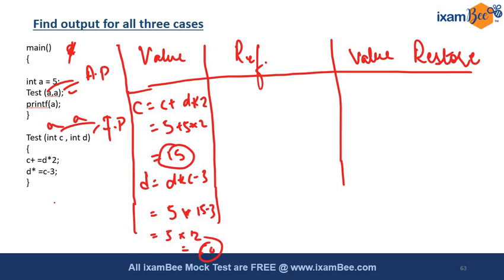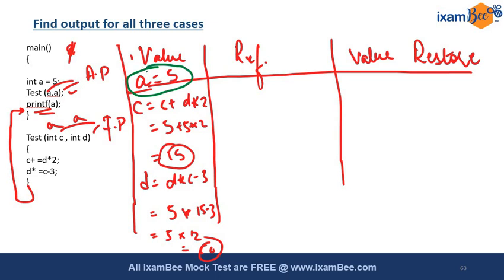Now, all of these are changes made according to the body of test. But once the execution is done and we come out of the scope of the test function, we have the printf with a. So printf with a will print a equal to 5. This will be our answer. We have the value of a equal to 5 as our final output.